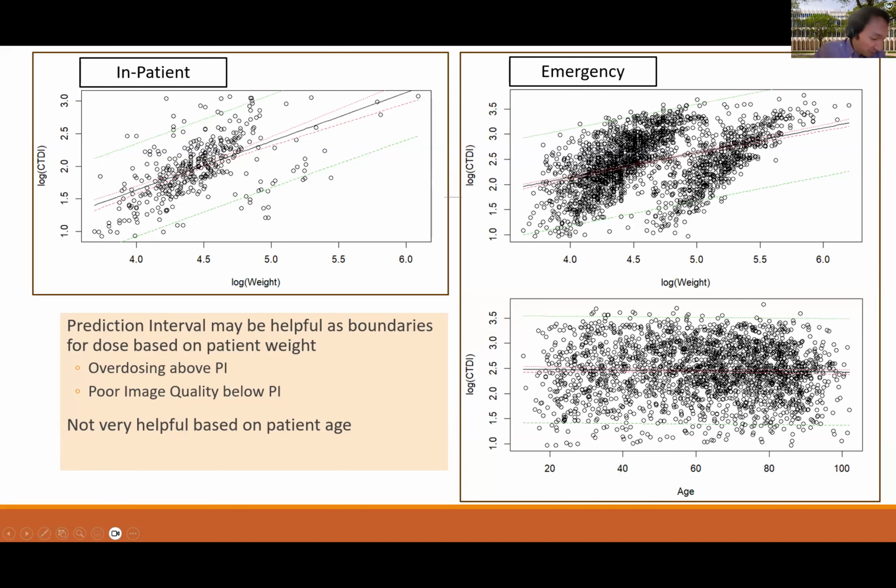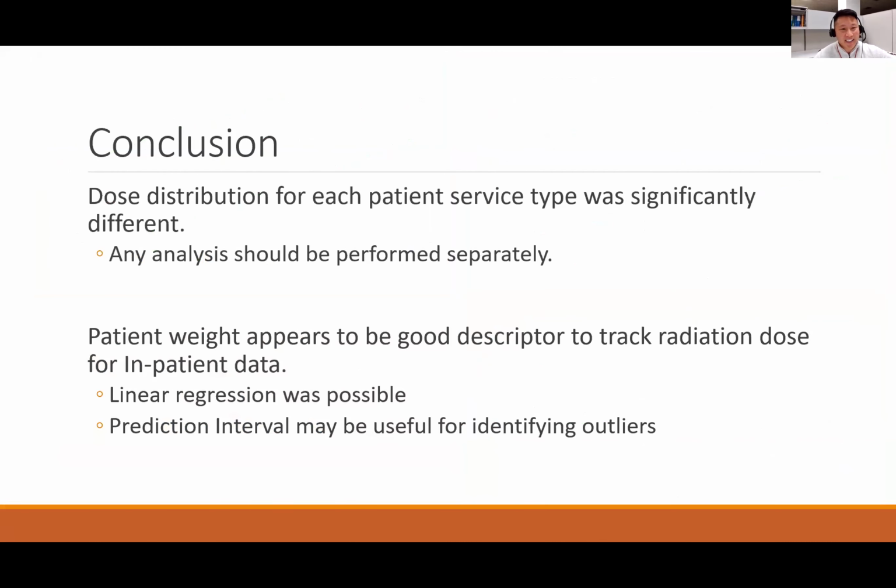Wrap up. Oh, sorry. Okay, in conclusion, it seems like the dose distribution for each patient service type was significantly different, so analysis should be performed separately. And lastly, the patient weight appears to be a good descriptor to track radiation dose for inpatient only. And because linear regression was possible, the prediction interval may be useful for identifying outliers.